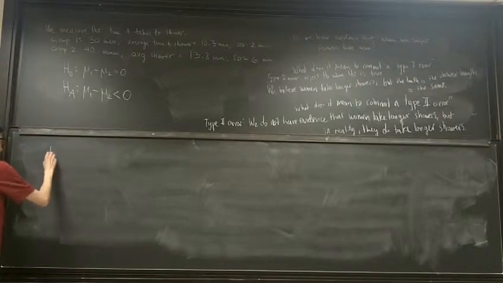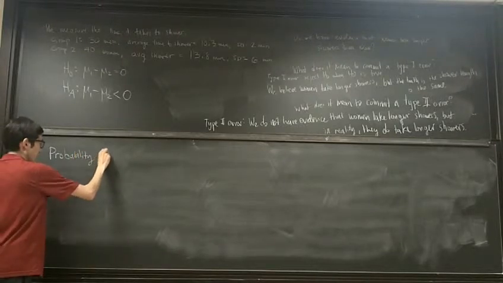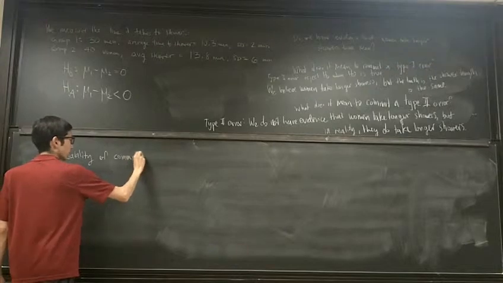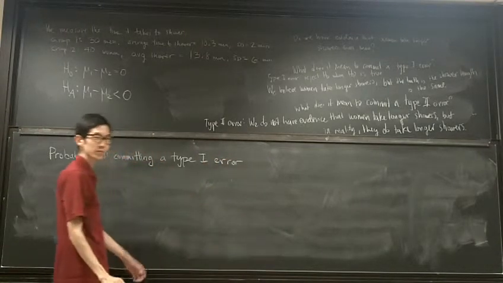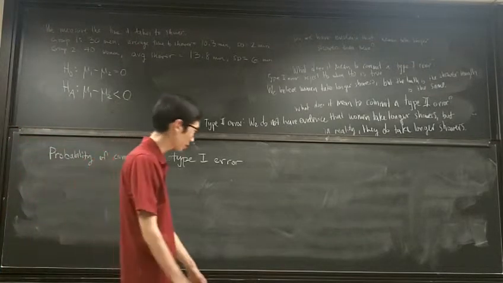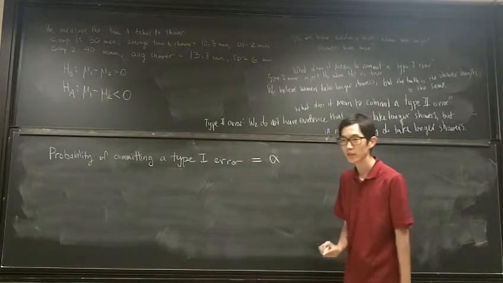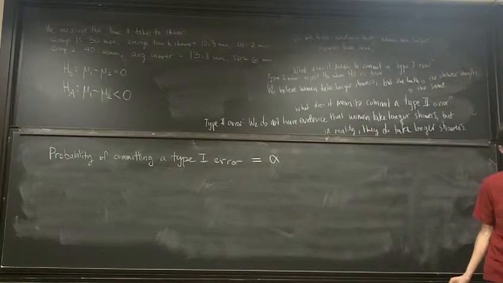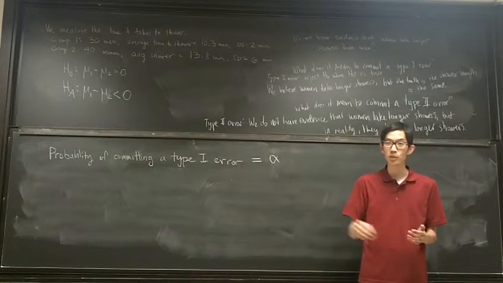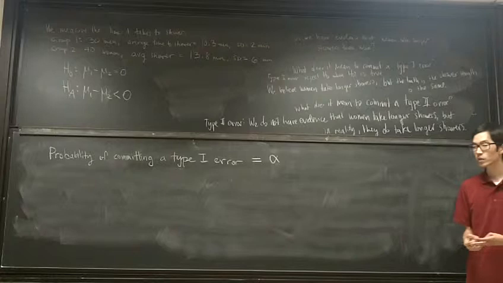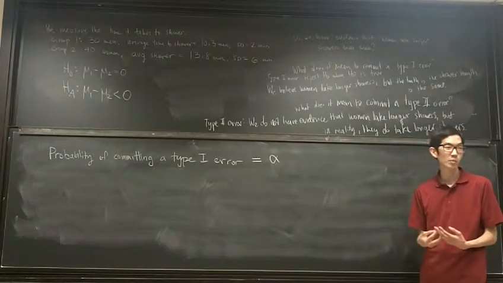Let's talk a little bit more. What is the probability of committing a type 1 error? The probability of committing a type 1 error is something that we've seen many times, but it's alpha. So when you pick alpha equal to 5%, you are accepting basically a 5% chance of committing a type 1 error. Because we say whenever you get a p-value of 5% or less, you're going to reject the null hypothesis.